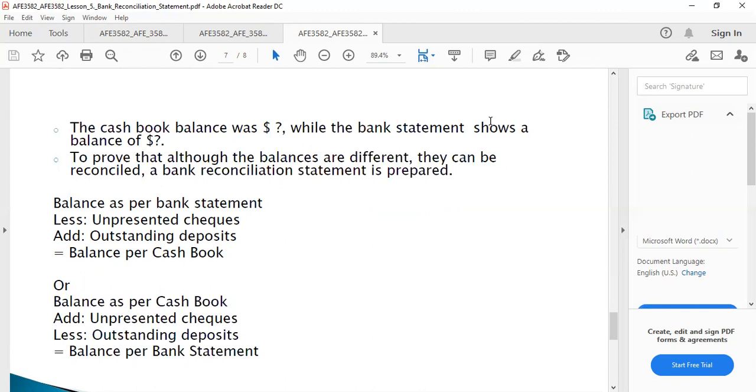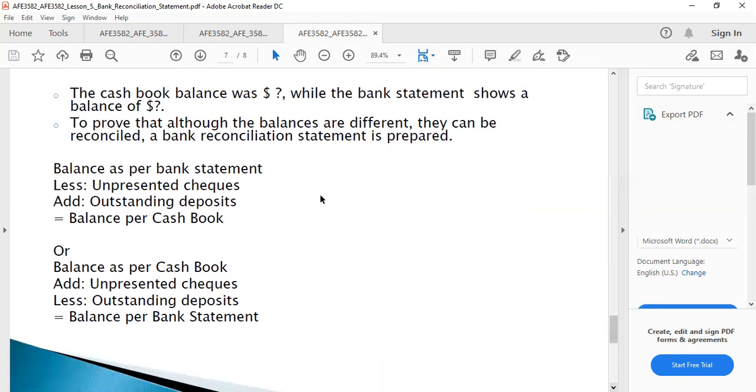You'll see when you're going to do an exercise together. So balance as per bank statement. You add outstanding deposits, you subtract your unpresented checks, but whichever way you write it is correct, ne? And then what you get is your balance as per cash book. So this is the format I love using, and it's very simple, very easy.